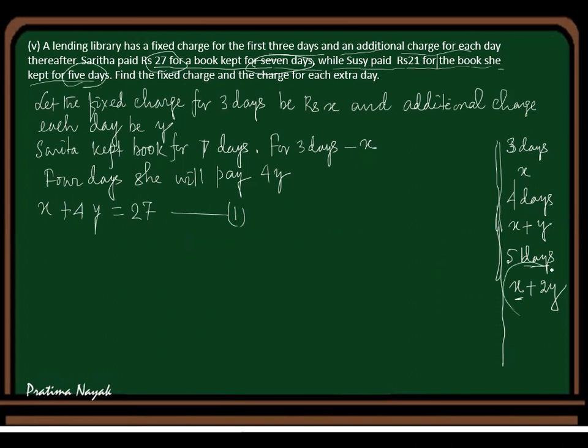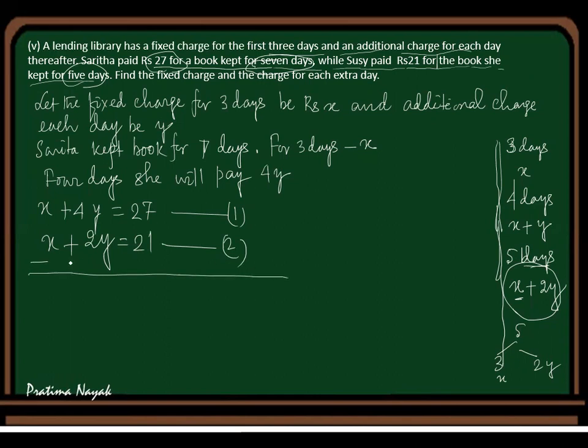Next, Susy. Susy kept the book for 5 days. We have already calculated 5 days. For 3 days, no extra money, and for the rest 2 days, 2Y. So X plus 2Y is equal to 21. This is equation 2. Now subtract. X cancels. So 2Y is equal to 6 and Y is equal to 3. This is the charge per day.